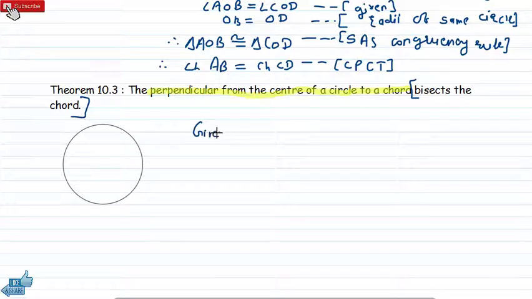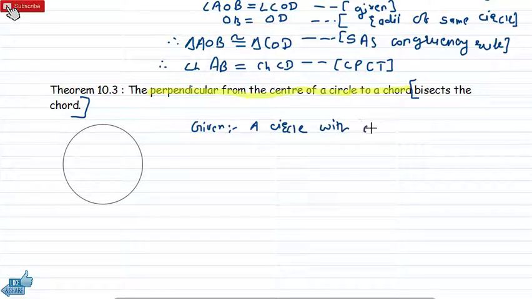Again, I told you that every time in a circle lesson, the first line in the given is a circle with center O. So here I just take the circle with center O. Now chord is given, so we require one chord. So suppose this is our chord, and one perpendicular is required. So this is our perpendicular.